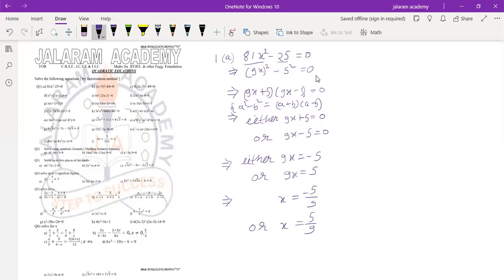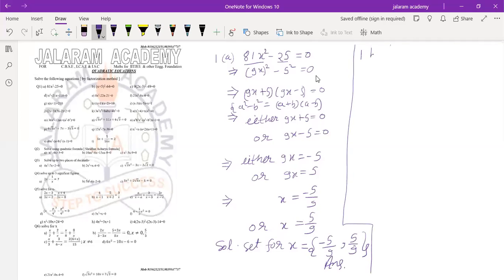Understood, everyone? So the final line is still there. Solution set for x equals to, write in this bracket, this is the set bracket, minus 5 by 9 comma 5 by 9. Understood? Then finally write the answer. Question completed. Okay, is that clear to everyone? Yes, sir. Similarly, you can solve question number 1b also.